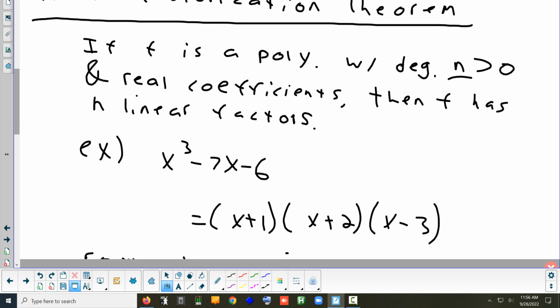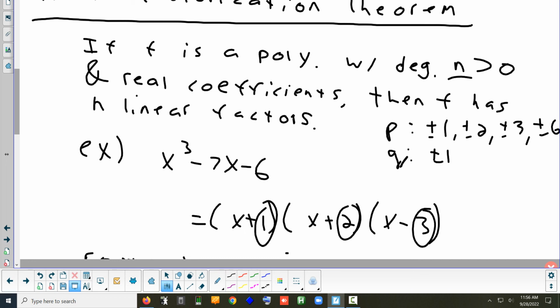If you use the rational root theorem to make your p's and q's, plus or minus 1, 2, 3, 6, and then q is just plus or minus 1. Look at your roots. They come from the p's. So you would be able to get these numbers on your own. If they didn't come out nice, then you wouldn't. Okay, but you should be able to factor something like that now on your own.